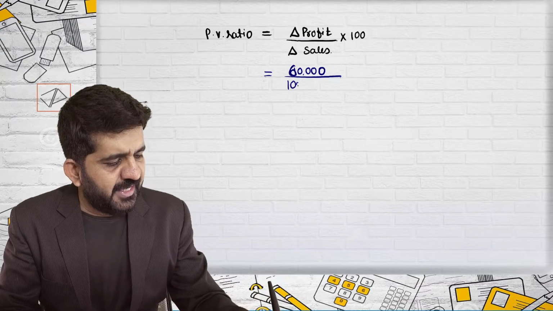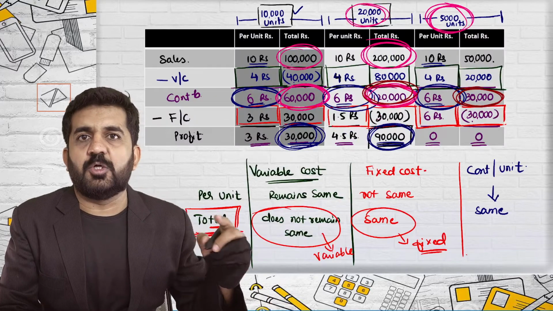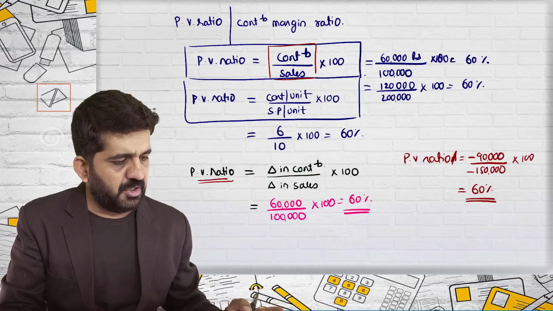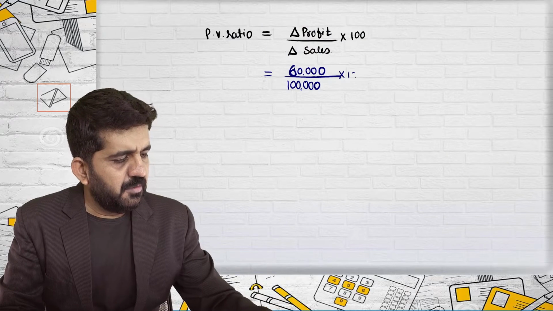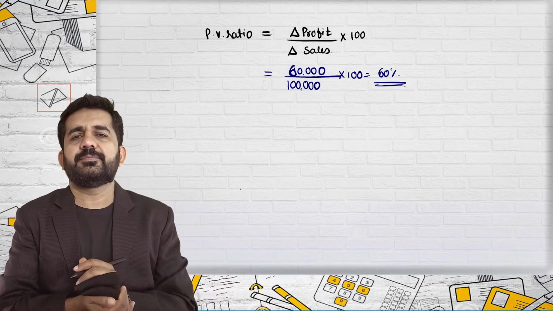What is change in sales? At 10,000 units, it was 1 lakh rupees. At 20,000 units, it is 2 lakh. So change in sales is 1 lakh rupees. Multiplied by 100 is 60%.